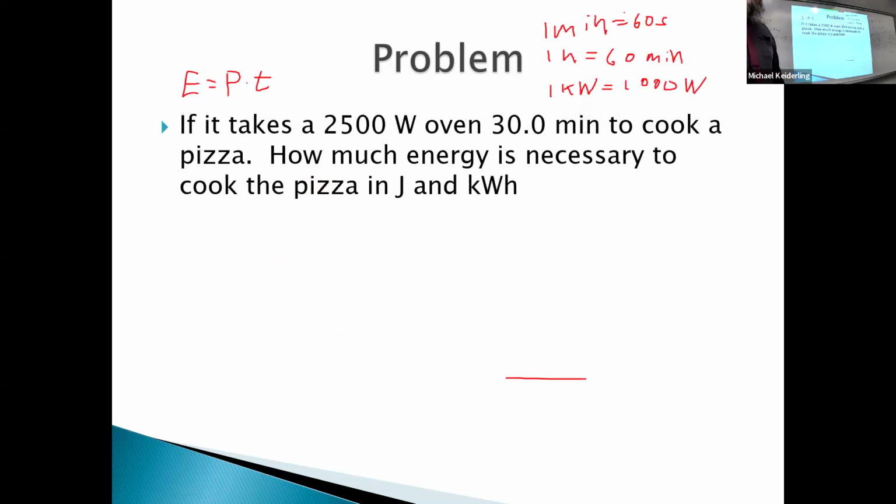If it takes a 2,500 watt oven 30 minutes to cook a pizza, how much energy is necessary to cook the pizza in joules and kilowatt hours? So there's some unit conversions here. 1 minute is 60 seconds. 1 hour is 60 minutes. 1 kilowatt is 1,000 watts.